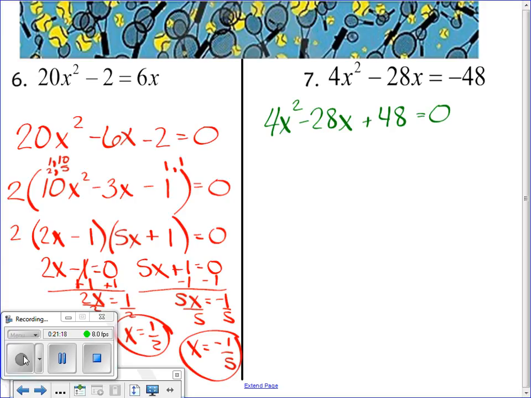All right, so I set it equal to 0. Then, Caleb, what do I do next? Which is? Good, which is a 4. So, Caleb, what do I have left when I take out the 4?